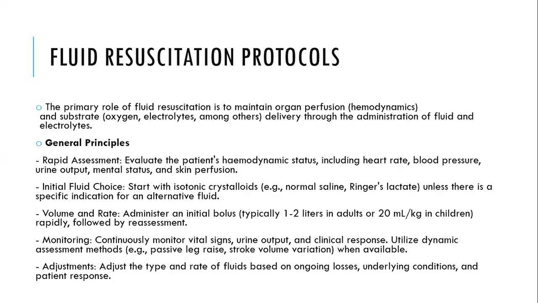You want to decide volume and rate of administration. Typically you want to give 1 to 2 liters in adults or 20 ml per kg. But be conscious as you do this, and that's why ultrasound is very important in the ICU. You want to continuously monitor your vital signs, and use dynamic assessment methods like we mentioned before, the passive leg raise and pulse pressure variation where available, and adjust the type and rate of fluid based on ongoing losses: GIT losses, renal losses, or even third spacing.